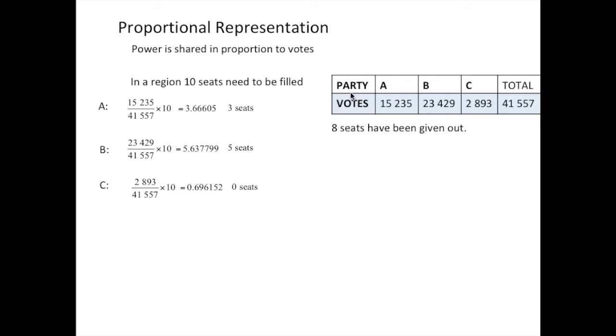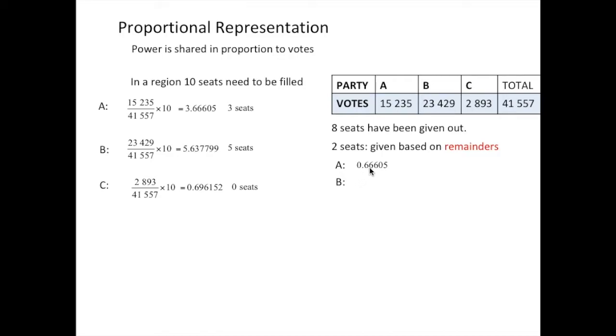So that means 8 seats have been given out, and we need to still give out 2 seats. We're going to give out the remaining 2 seats based on the remainders. We've given out the seats based on the whole numbers. 3 seats have gone to A, 5 seats have gone to B, and 0 seats have gone to C. Then we look at the remainders. Whoever has the biggest remainder, that's the fractional part, the decimal part, is going to get a seat. Whoever has the next gets the next seat until we run out of seats. So we have 2 seats to give out.